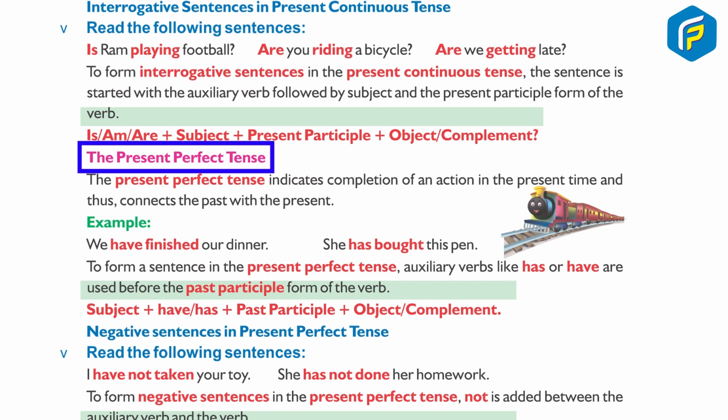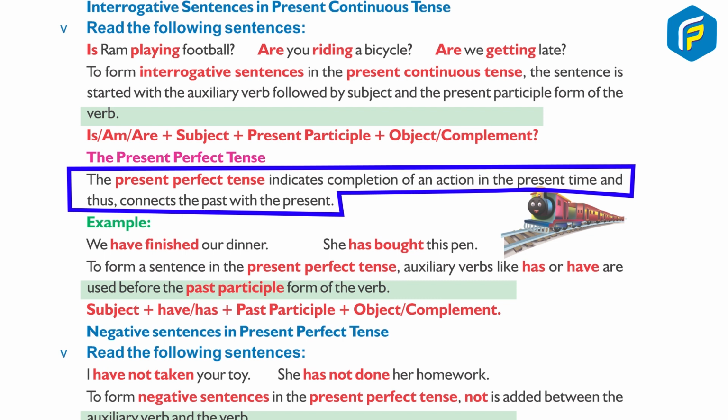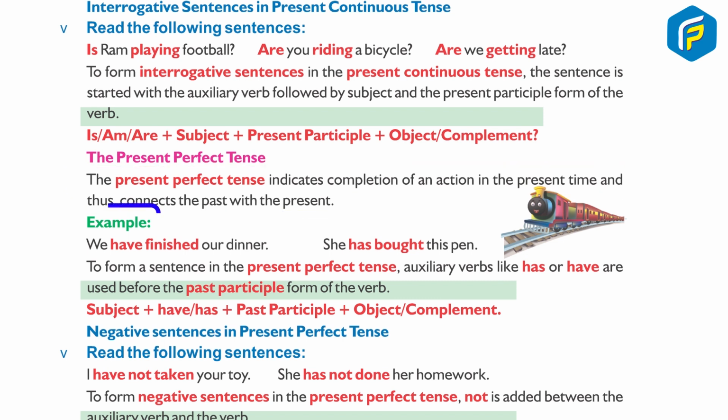The present perfect tense. The present perfect tense indicates completion of an action in the present time and thus connects the past with the present. Example: we have finished our dinner. She has bought this pen.